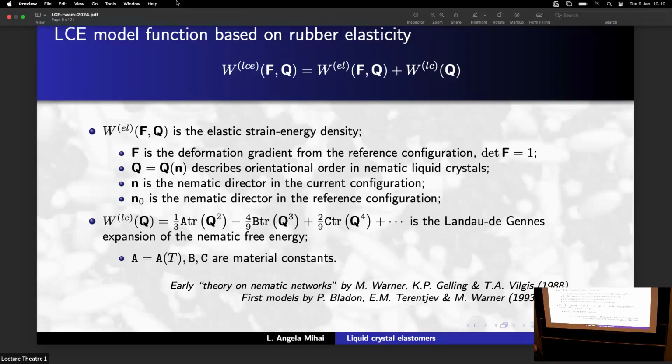Okay, I already defined the nematic director, so N will be the nematic director. Now, because deformations are large and because the nematic director is free to rotate, there can be a nematic director N0 in the reference configuration that differs from the nematic director in the deformed current configuration. The liquid crystal part is typically taken, for thermotropic, as the Landau-de Gennes expansion of the nematic free energy with A, B, and C material constants, A depending on temperature.